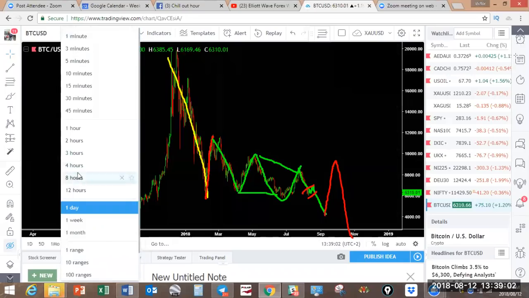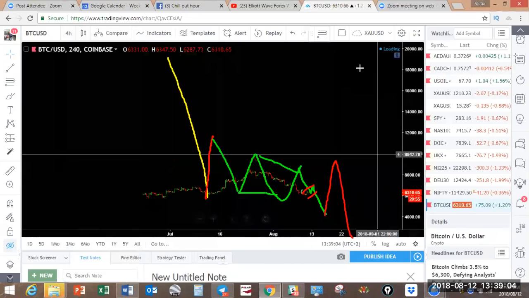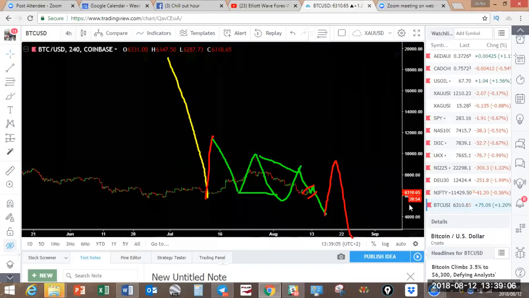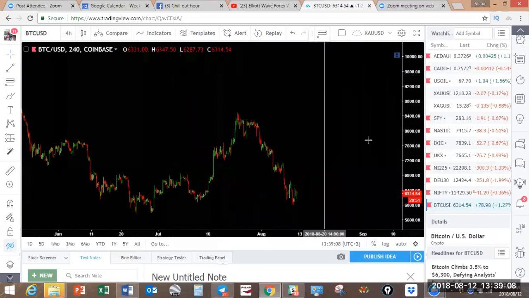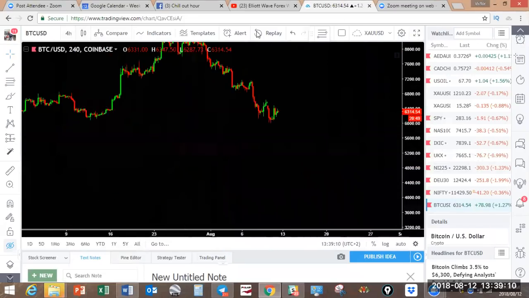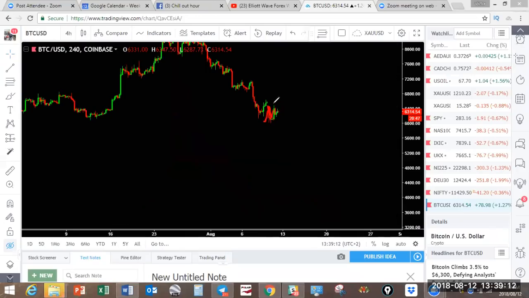Okay, so that's how we're looking at this one here. So I'm just going to go back to the 4-hour and see what is happening with that structure. You can clearly see that it is a corrective structure there. So anything that looks like that, you're taking it down. But it has to be a corrective structure for downside.